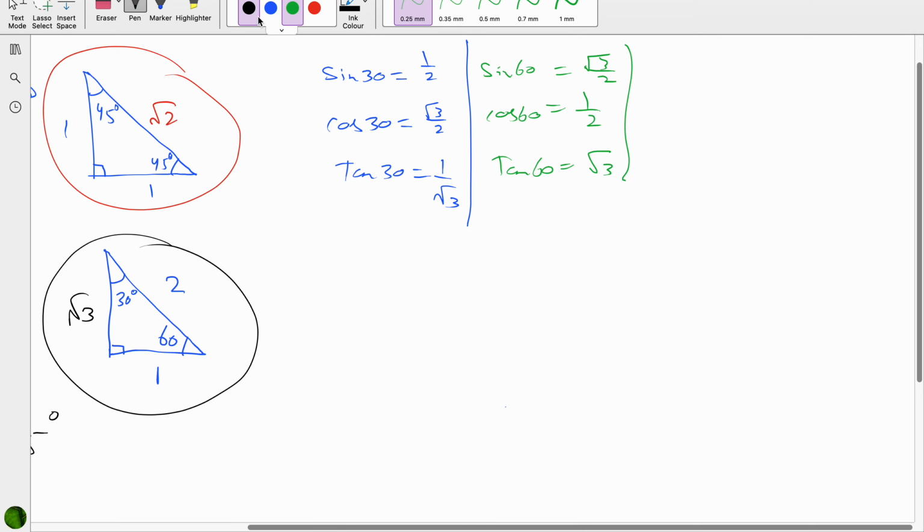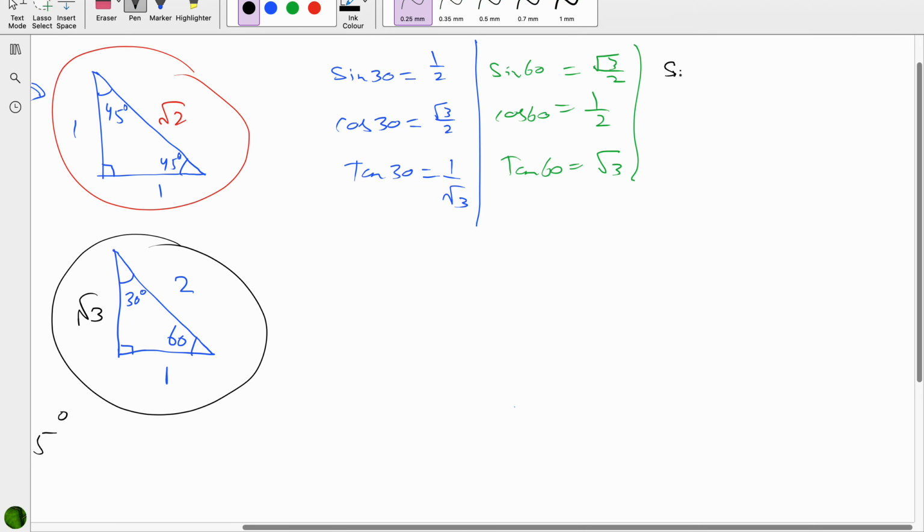Last is 45. So sine 45, cos 45, tan 45. Now looking at the first triangle, for sine 45, perpendicular over hypotenuse is 1 by square root 2. Cos 45, base over hypotenuse, 1 by square root 2. Tan 45, perpendicular over base, that is 1 by 1, so I'm just writing 1.